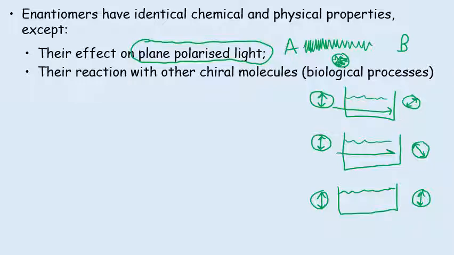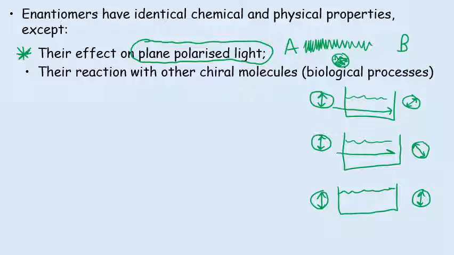But that's what optically active means. It means passing it through plane polarized light, and it either rotates, in other words, it is optically active, or it doesn't rotate and it's not optically active. So that's how we can test to see if something is optically active. And finally then, their reaction with other chiral molecules. So enantiomers will react differently with other chiral molecules.